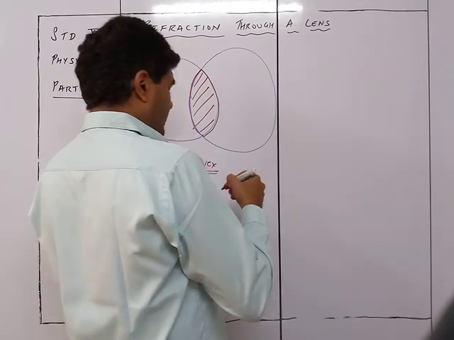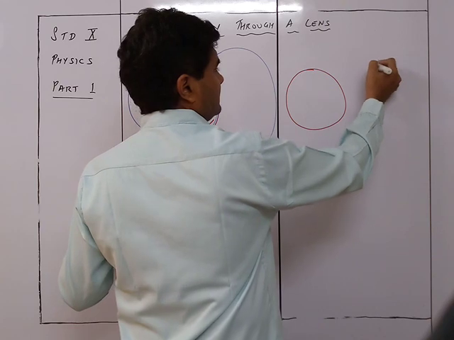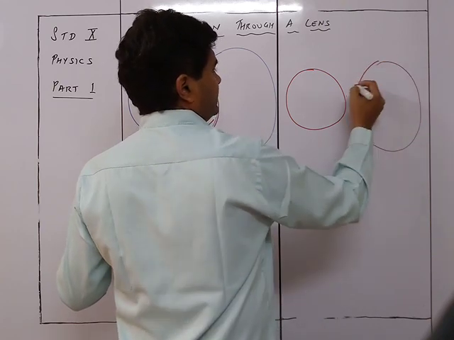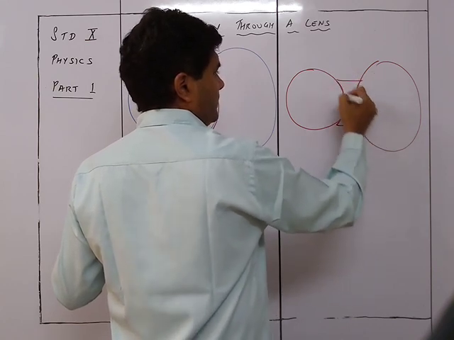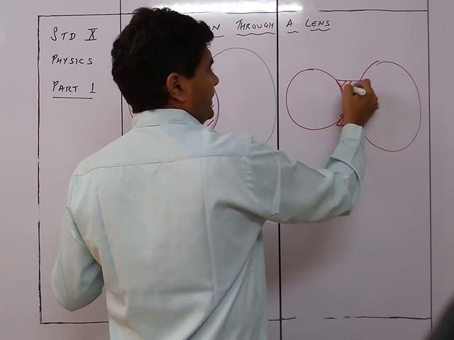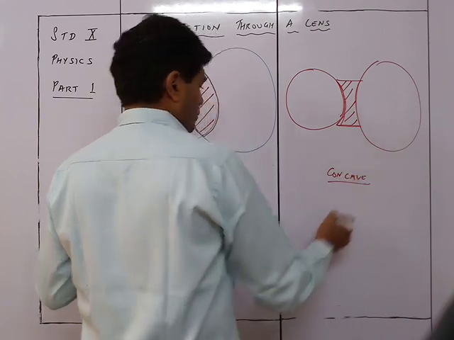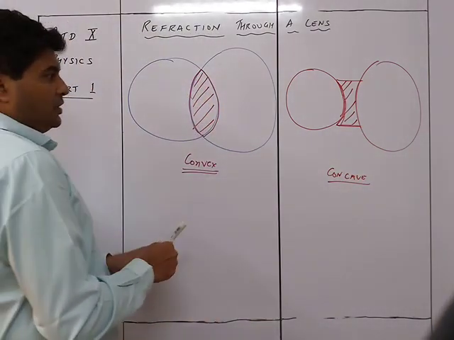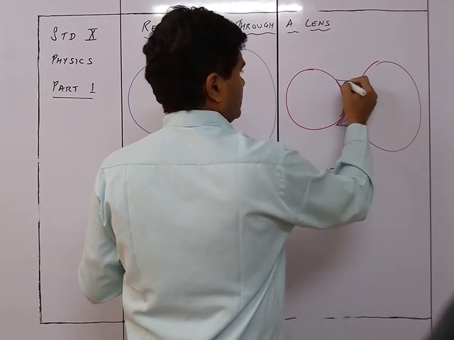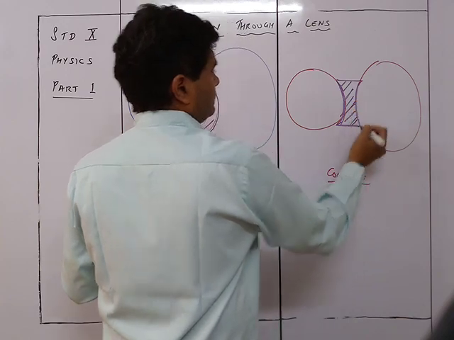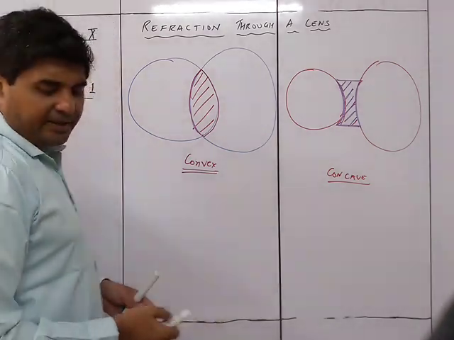Similarly, if I have two spheres over here such that they are slightly apart like this, then this part over here is nothing but the concave lens. So this is the concave lens and this is the convex lens. This is a concave, this is a convex.